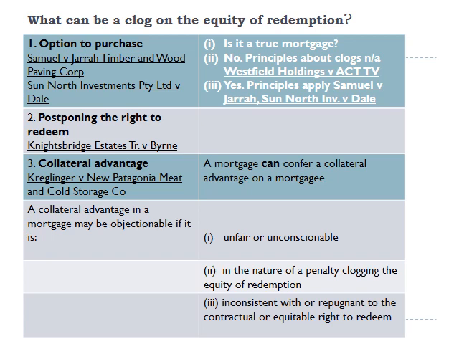Now, here are some examples. The three you've got to know really are the option to purchase, which, if it's a mortgage, will generally be invalid. Postponing the right to redeem, again, you've got to look at the extent to which it is postponed, that is the time that it's postponed for, whether it's illusory or whether it's real. And you've got to look at the nature of the collateral advantage and where that obligation is situated.